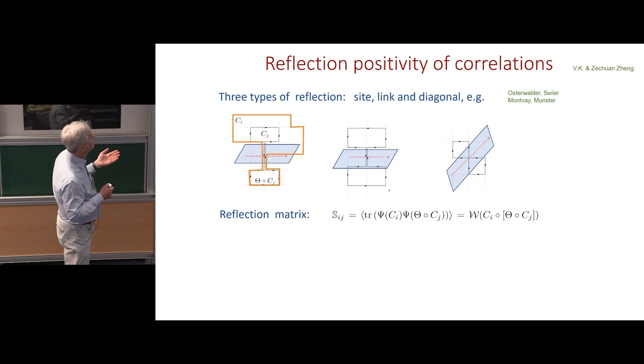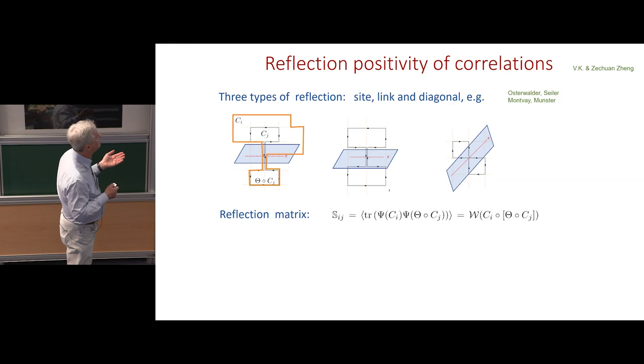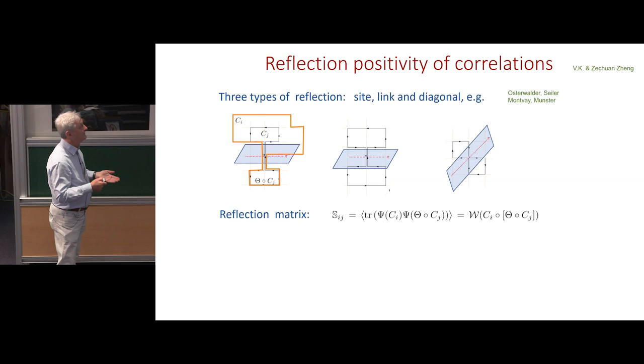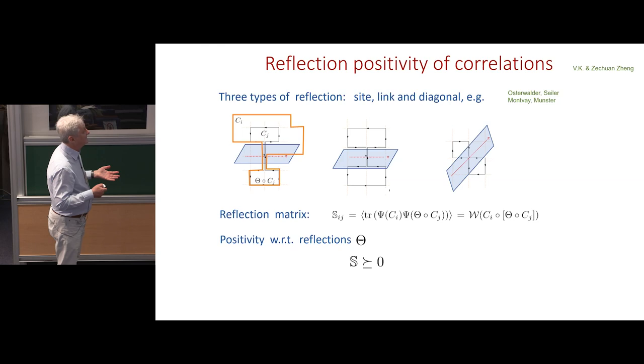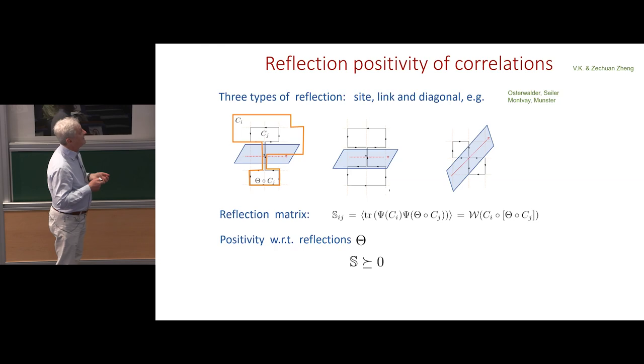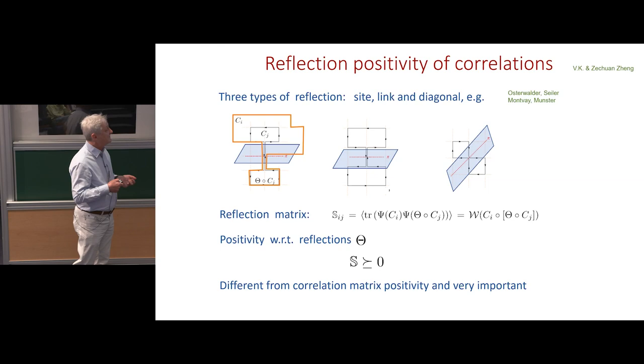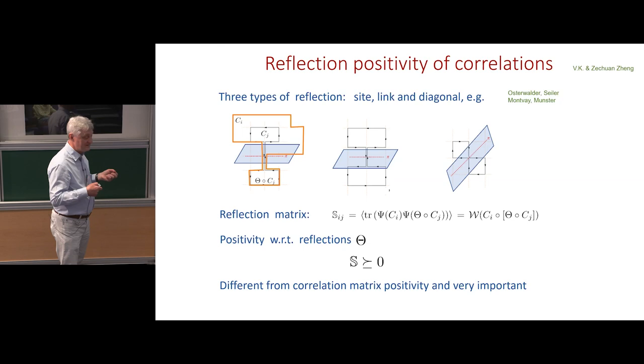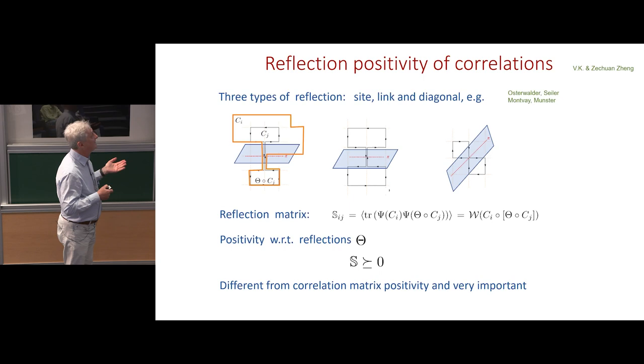So, for example, here is such a contour. You have the reflected Cj, and it is completed by Ci going here. So the whole contour gives you a Wilson average, which enters this matrix as a matrix element. Positivity means that this matrix is, again, positive definite. It is another set of three constraints. Those are conditions different from just the positivity of the correlation matrix, which I explained on the previous slide, and appear to be very efficient and very important here. Okay, so this is about reflection positivity.